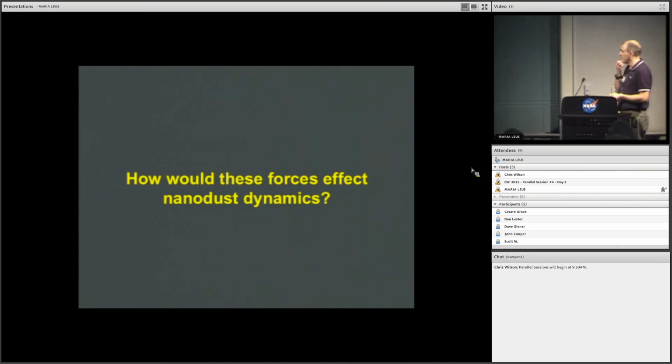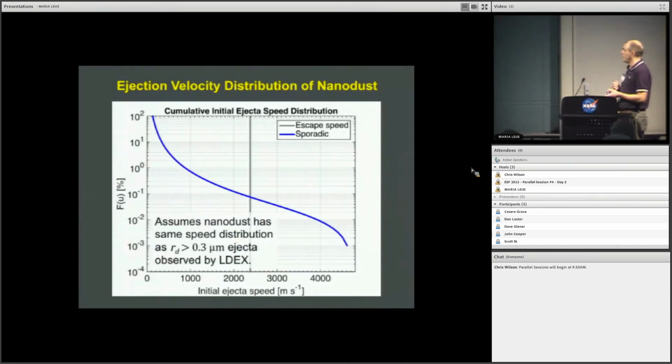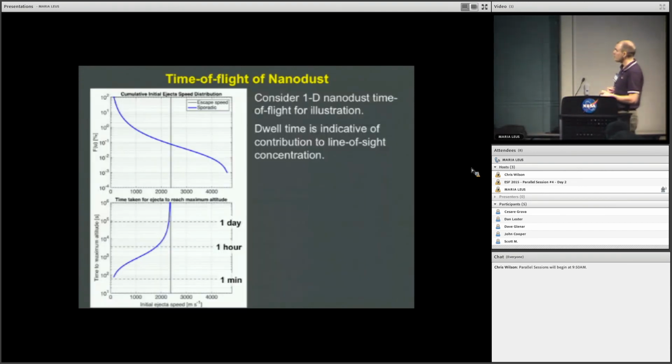Okay, so the question is, how would these forces affect nanodust dynamics? I go back to the Kruger model and think about the speed distribution of the ejecta. I've taken the cumulative distribution here. This is saying that 100% of the grains are leaving the moon with at least this ejecta velocity, and this is impact ejecta speed in meters per second. Up here you get to the escape velocity. This assumes the nanodust is leaving the moon with the same speed distribution as the larger dust grains detected by LDEX.